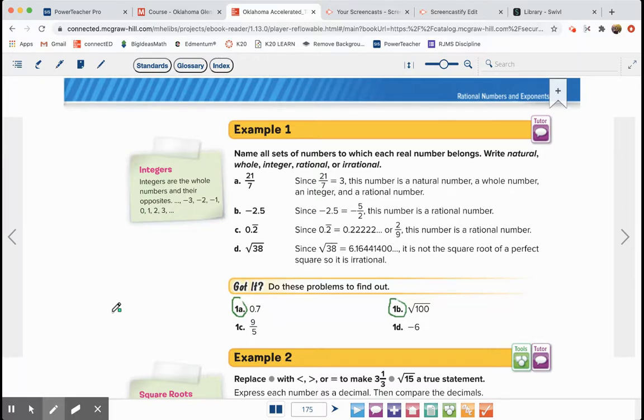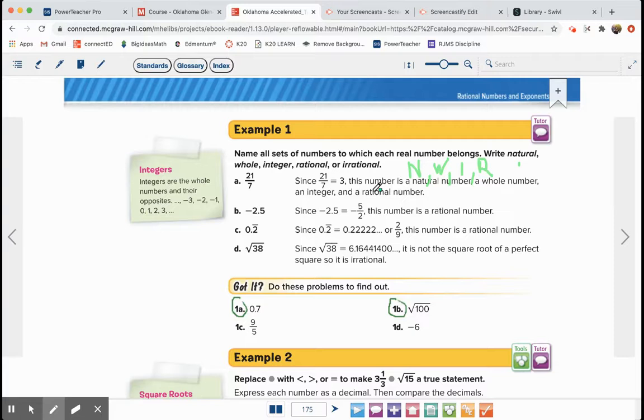And it's a rational number because 3 can be written as a fraction, 3 over 1, even though it started out 21 over 7. So rather than having to write these whole words, you can write just the capital letters: N for natural number, W if it's a whole number, I if it's an integer, R if it's rational, and for irrational, you can write out irrational.